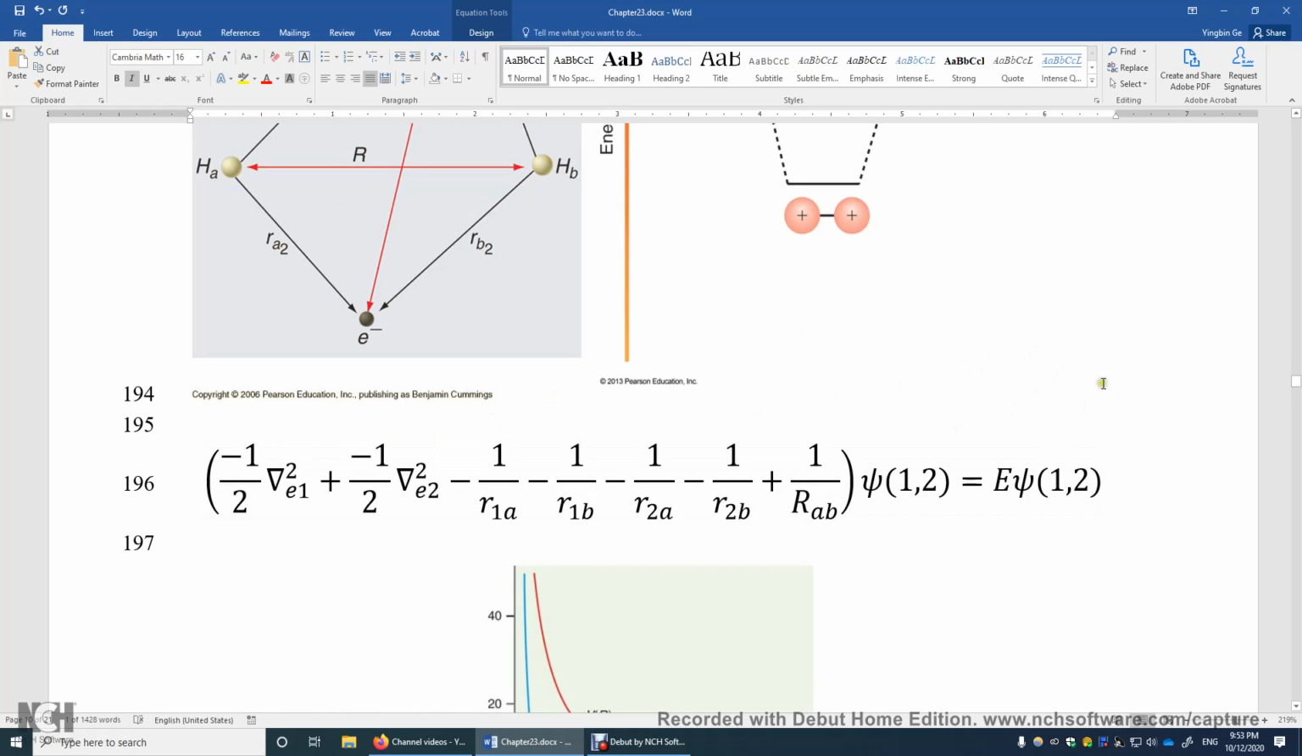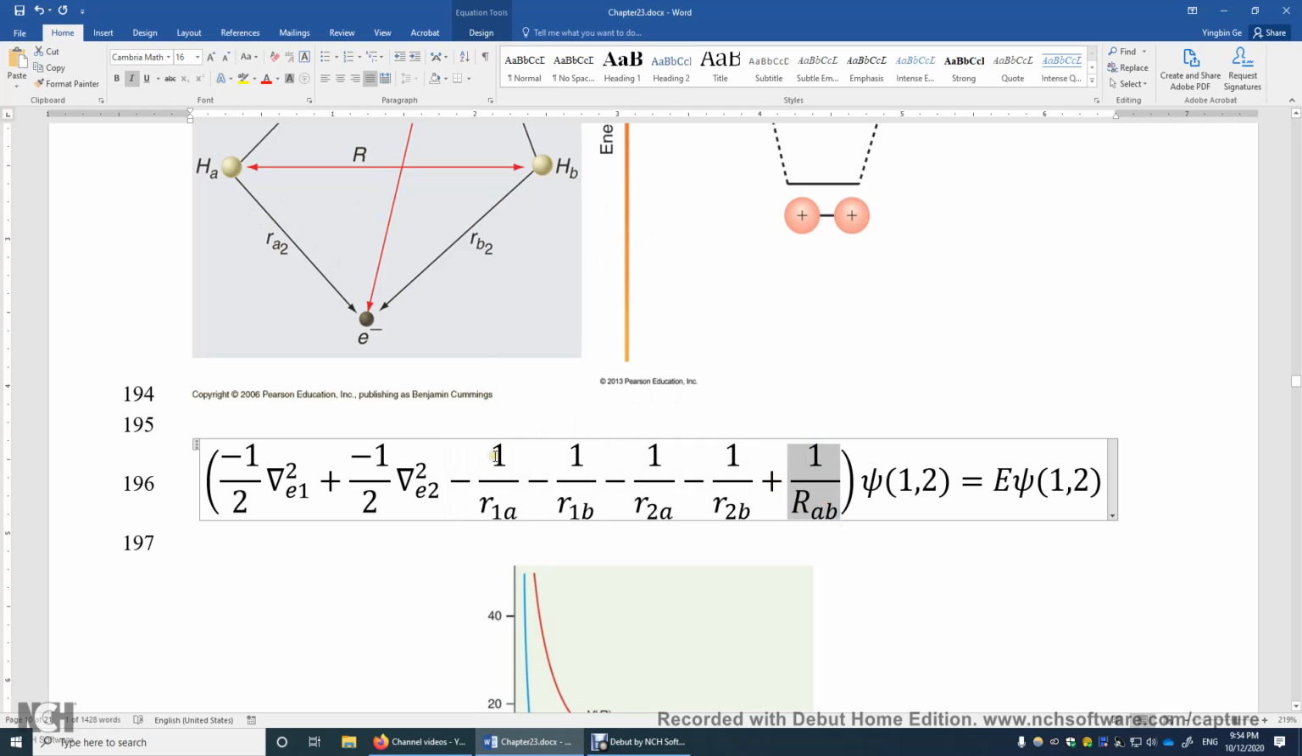This is the Schrodinger equation for the neutral hydrogen 2 molecule. We have two electrons. Therefore, we need to include the kinetic energy of electron 1, the kinetic energy of electron 2. The attraction between electron 1 and nucleus A, the attraction between electron 1 and nucleus B. Attraction between electron 2 and nucleus A, attraction between electron 2 and nucleus B. All these four terms are attraction terms, and they are all negative terms. This one is the repulsion between those two nuclei.